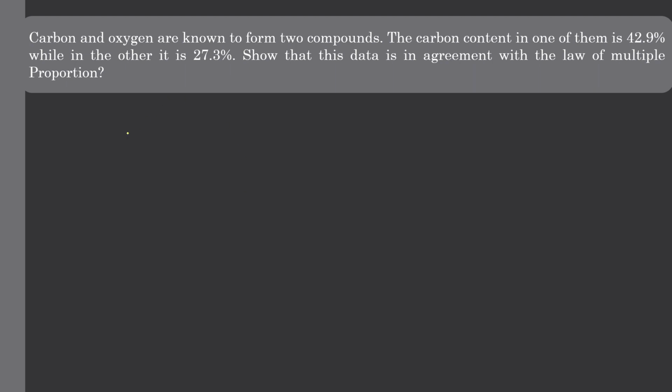So here we have carbon and oxygen in the first case. Let me write. Here we have our first case. The mass of carbon is 42.9 percent, and that of oxygen here is 100 minus 42.9 percent, and that is equal to 57.1.